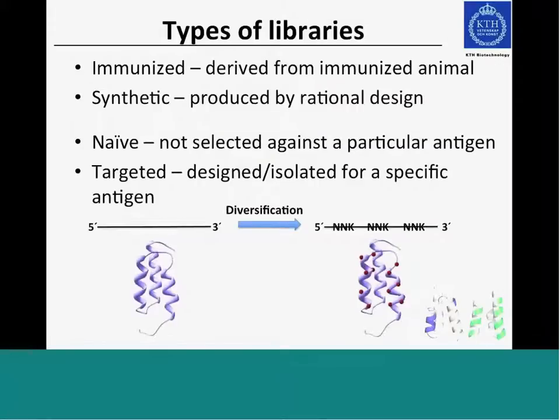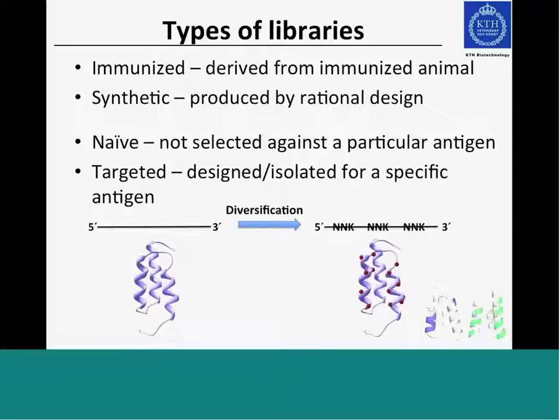There are many different kinds of libraries. As we said before, they may be immunized, which means they are originally derived from an immunized animal. It could also be a synthetic library, which is produced by some rational design in vitro, and it has never met an animal. Libraries may also be naive, which means that they are not directed against a particular antigen. They are totally random, so to speak, so that they may be selected against any protein.